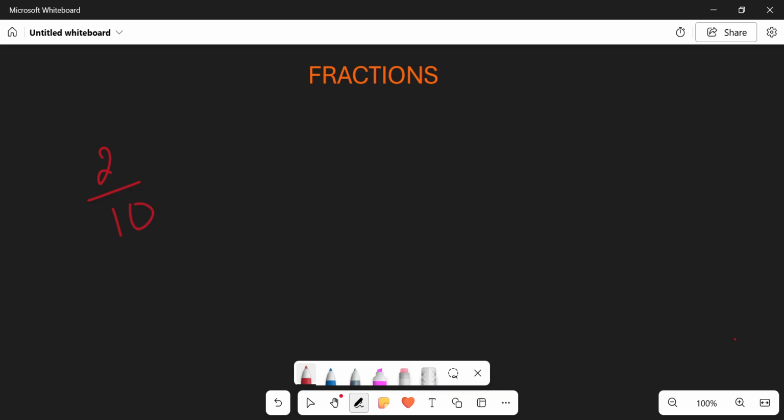So, what is the top part called? The top part is called a numerator, right? This is called a numerator. And this one is called the denominator.